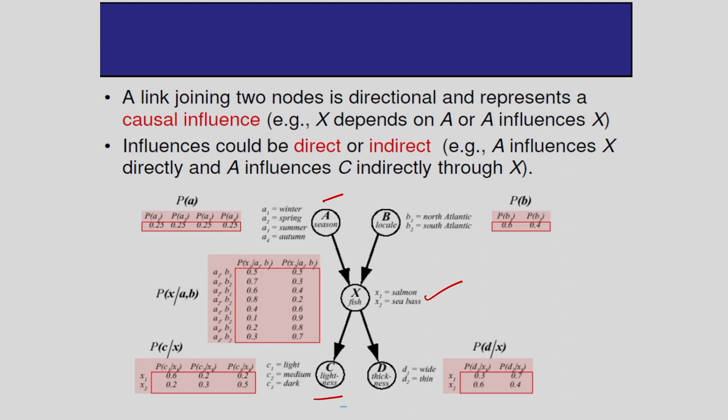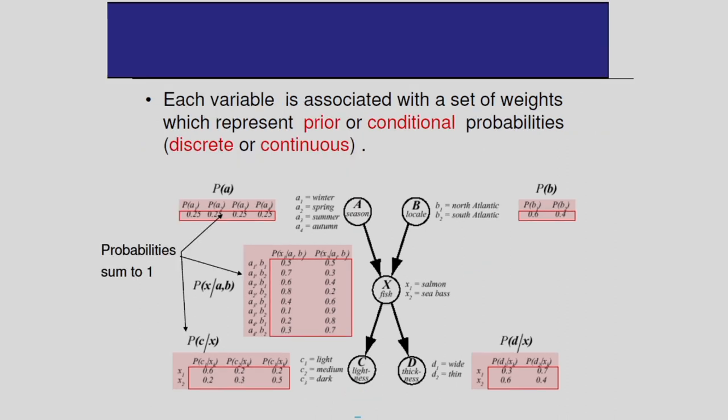So, these directed graphs we are considering to show the dependence, because we are considering the dependence of the variables. And each variable is associated with a set of weights, which represents prior or conditional probabilities. So, the probabilities may be discrete or continuous.